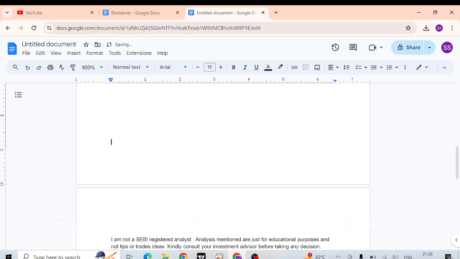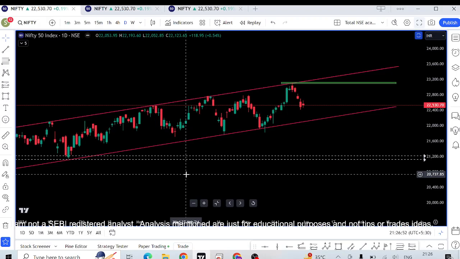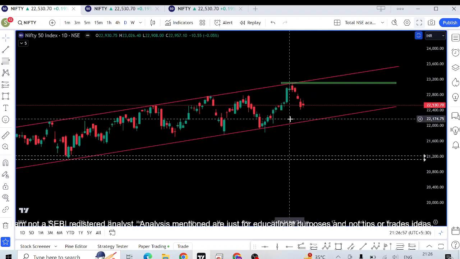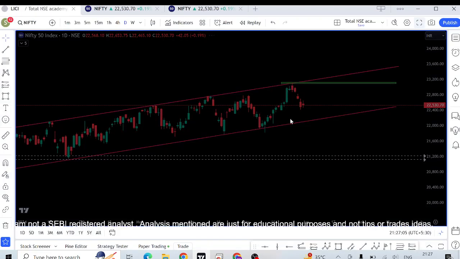This is the list of stocks which we'll be studying. So this is what we are expecting for the indexes. Now let's quickly jump onto a few stocks. I'm going to share analysis and education about a few stocks which I feel have some potential. Let's go on to LIC.